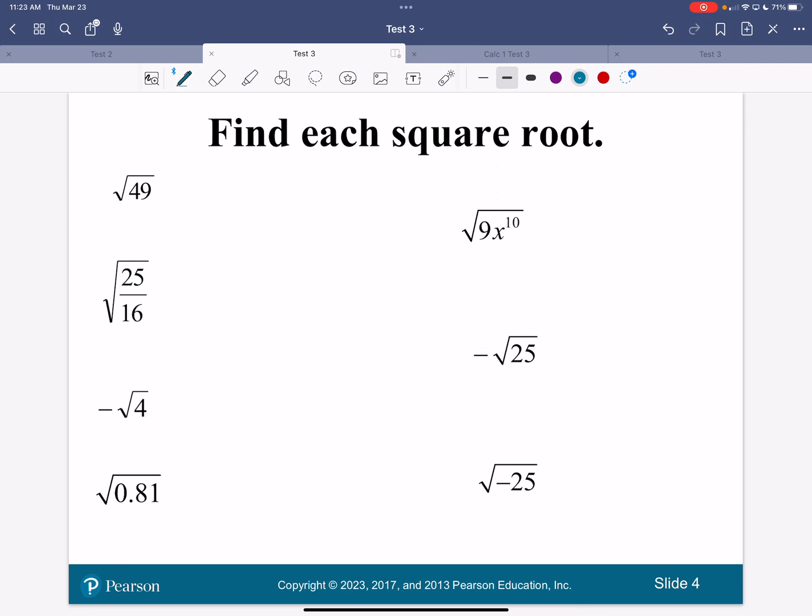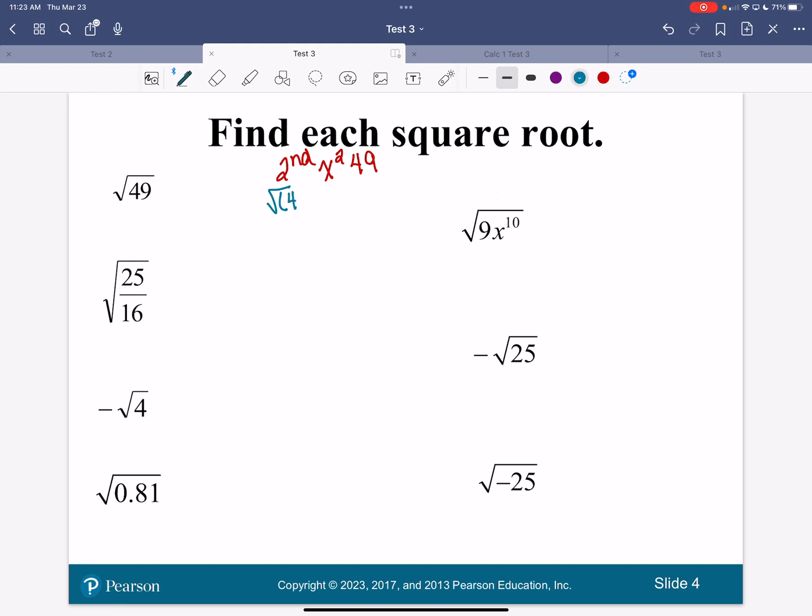So on your calculator, I want you to go ahead and hit the second button and then the x squared button. Second and x squared. So this is what your screen will look like. Once you hit second and x squared, you're going to have a square root with a parenthesis. Then I want you to type in 49.